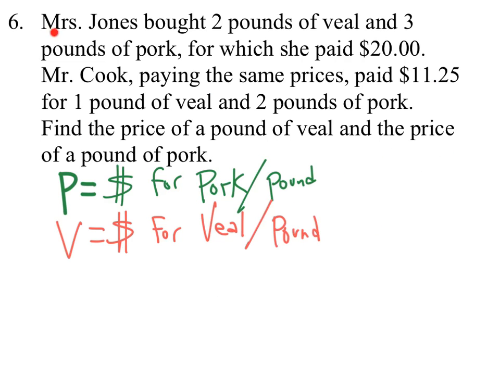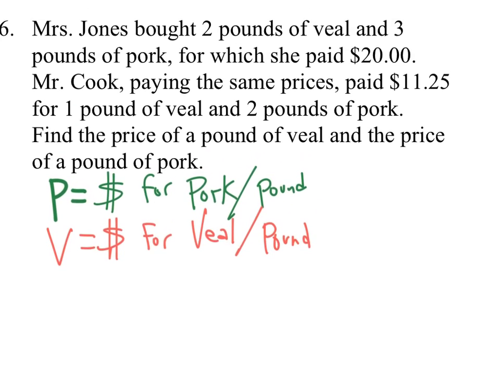Let's take a look at question number 6. Mrs. Jones bought 2 pounds of veal and 3 pounds of pork for $20. Mr. Cook paid $11.25 for 1 pound of veal and 2 pounds of pork. What we need to do is find the price of a pound of veal and the price of a pound of pork, and we're going to use P and V to represent that. So what are the equations that we're going to be working with?